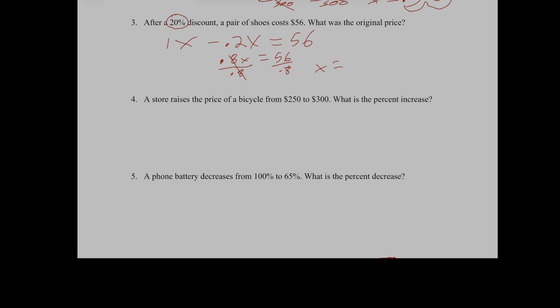X equals whatever that is. And that's going to be 56 divided by 0.8, which is 70. So the original price was $70, and at 20% off, it ended up at $56.